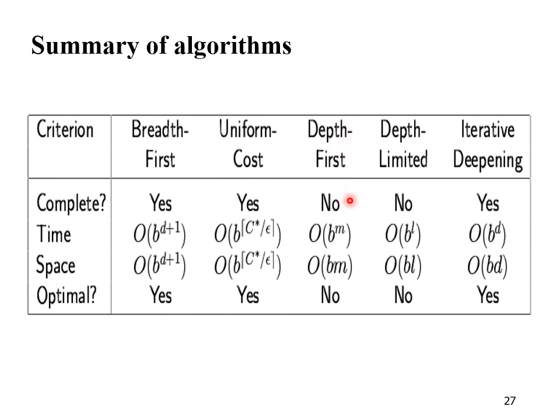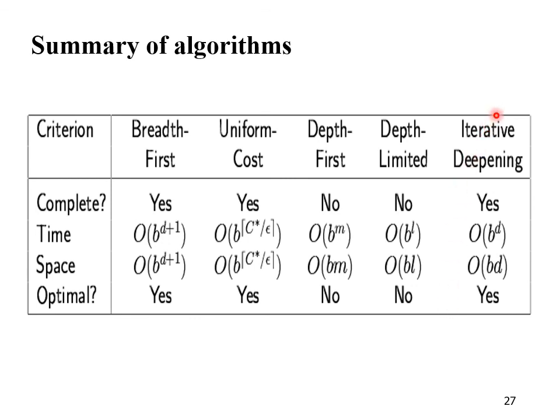For depth first search, we cannot say it will be complete. It will provide a solution whether it exists or not. Time complexity is order of b to the power m, space complexity is order of b multiplied by m, and it's not optimal. Then we talk of depth limited search, which is a variation of depth first search, which does not provide a guarantee that it will be complete. Its time complexity will be order of b to the power l, because l is less than m, and space complexity is order of b multiplied by l, and it will also not be optimal.